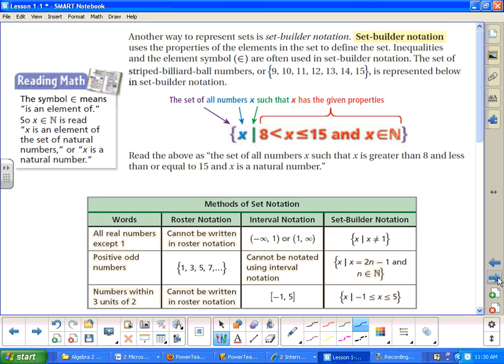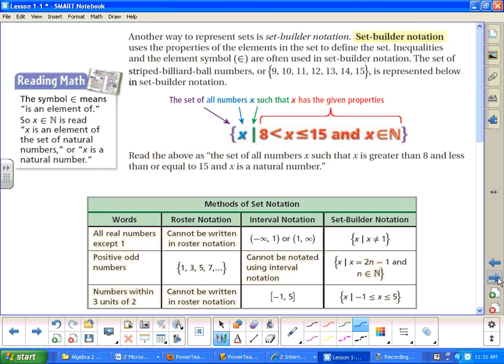So here it says, this means the set of numbers, that's when I use the braces, I say the set of numbers, x such that, that little straight line there is such that, x is greater than 8, less than or equal to 15, and x is an element or a member of the natural numbers. So here they've got the numbers 9, 10, 11, 12, 13, 14, 15. And they use this notation to do it.